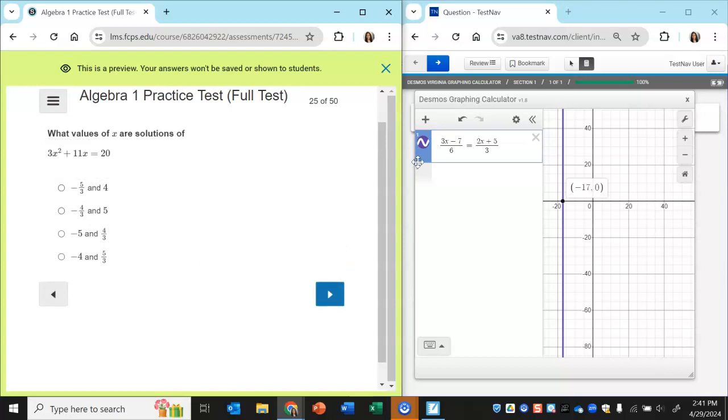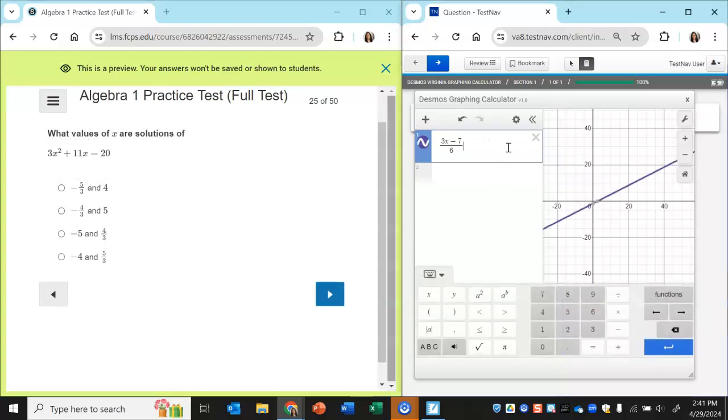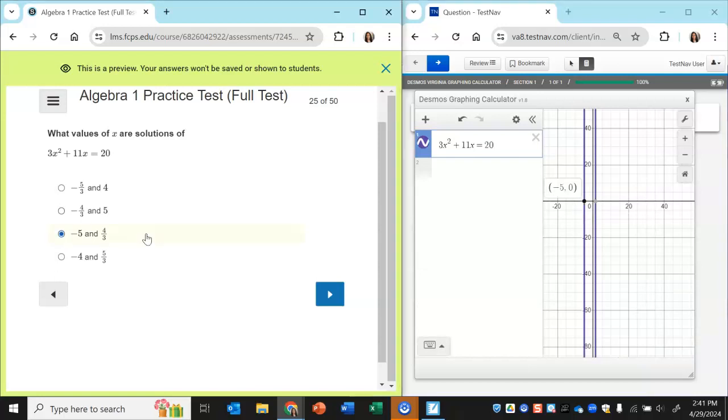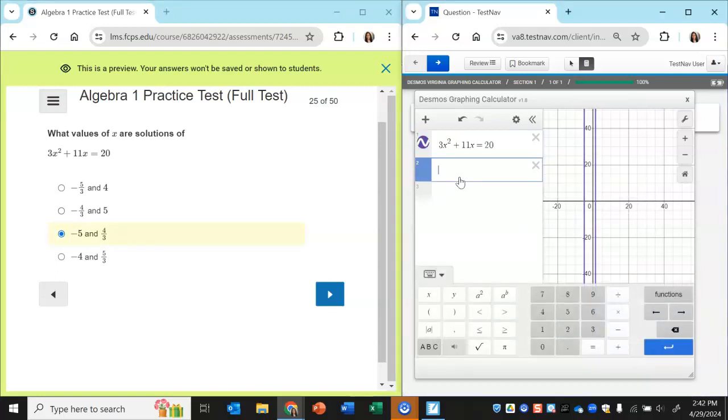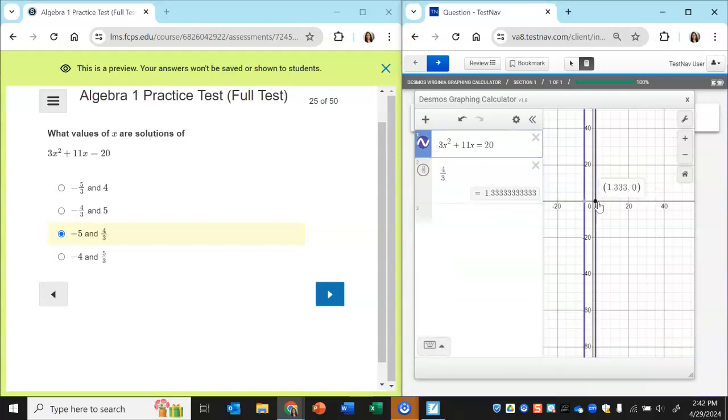What are the values of x that are solutions? So again, just graph it. And then there's -5 as a solution. And the other solution is 1.33. So if you look at 4/3, that's the same as 1.33. Same thing. Okay, so that's the answer.